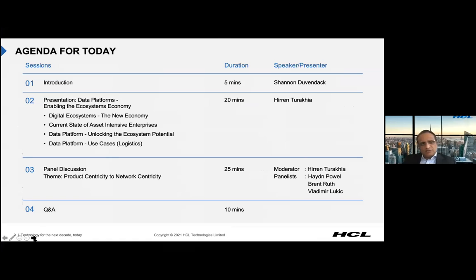So this is the structure of the session today. Introduction we already made. I'll talk about the data platforms and their play in the overall ecosystem economy, and then we'll go into the panel discussion, and there'll obviously be time to ask questions and share the insights that all of us will get from the speakers.